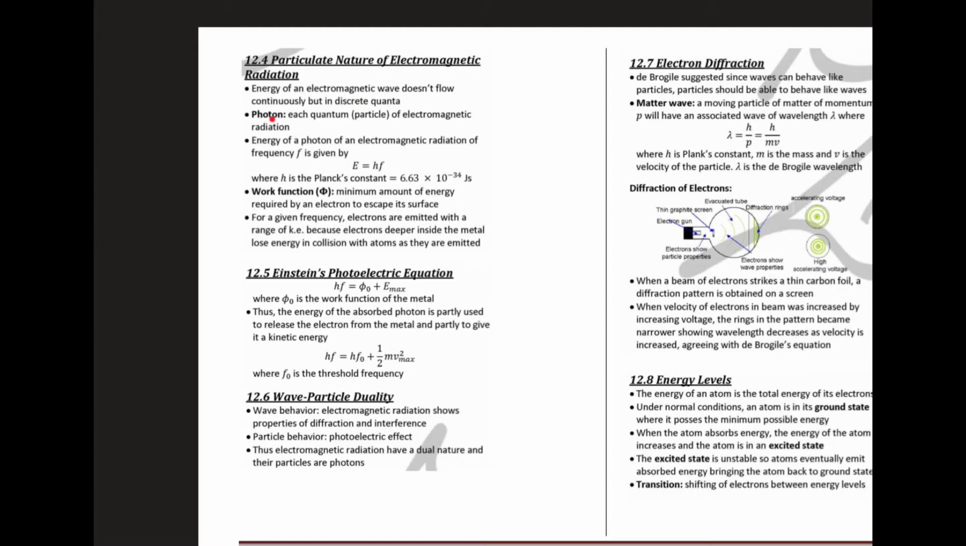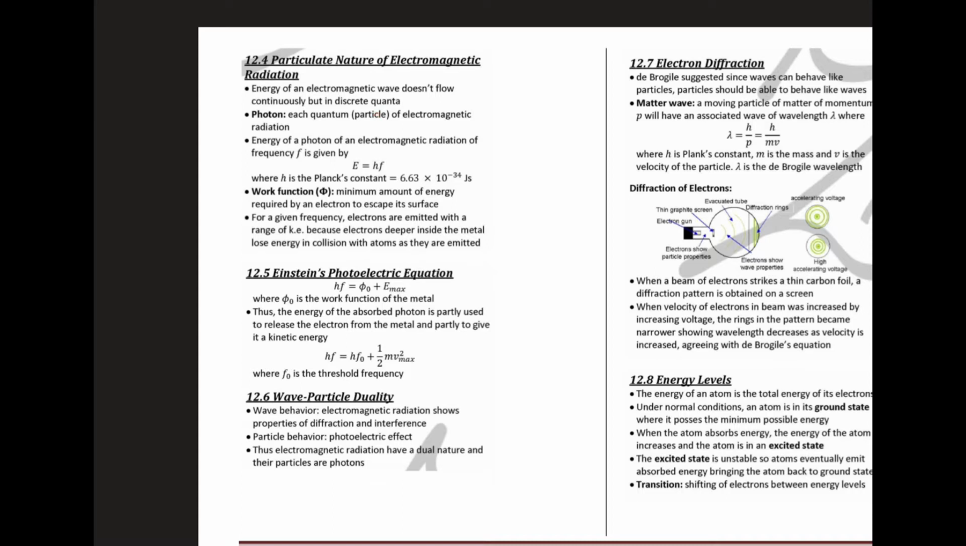Then photon is the particle in the electromagnetic radiation, for example. So like what I said, it is a packet of energy. You put the energy in the balloon, then the balloon strikes and the electron comes out. It's that kind of concept.